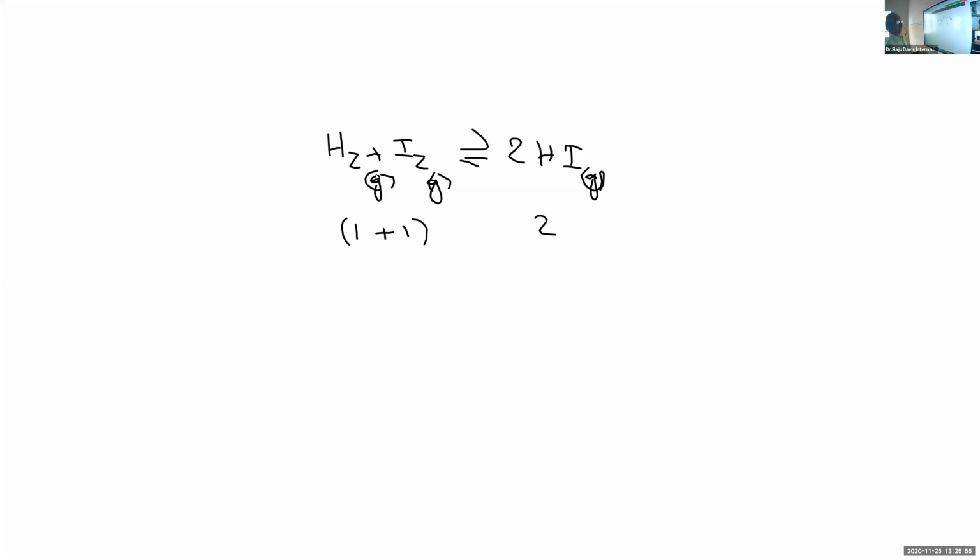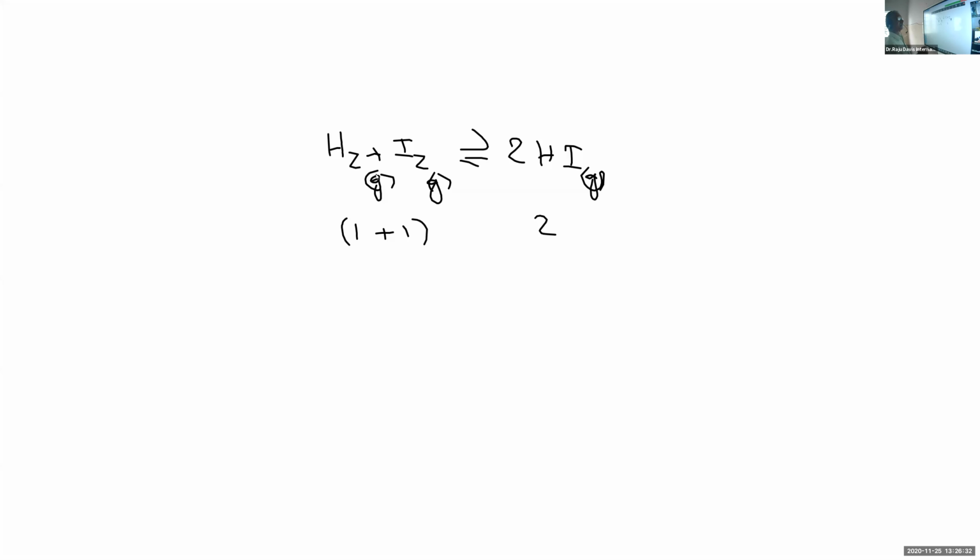If there is a difference in the number of gas molecules, pressure has an effect. If pressure increases, equilibrium shifts to the side where there is less number of molecules. When pressure decreases, the equilibrium is shifted to the side where there is more number of molecules. All the reactants and products you consider should be in the gaseous state.